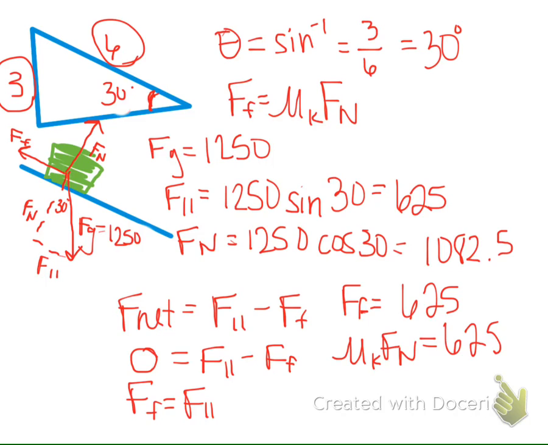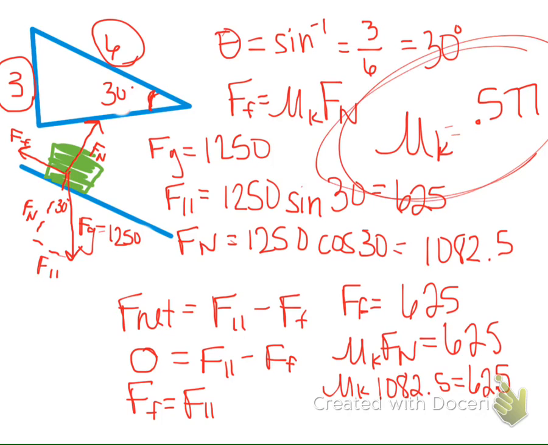Do we know the normal force? Yes, because we solved for it already. Okay, the normal force is what? Yep, 1082.5. So we just divide what? Yes, divide 1082 to get mu k by itself. And we should get some decimal place. 0.577. Okay. So mu k equals 0.577.